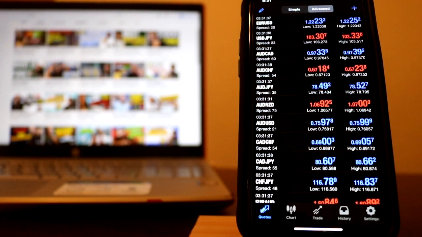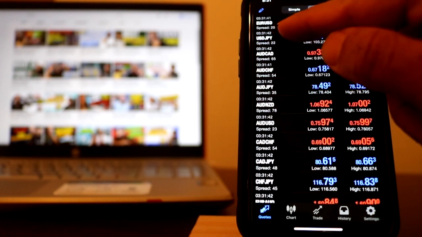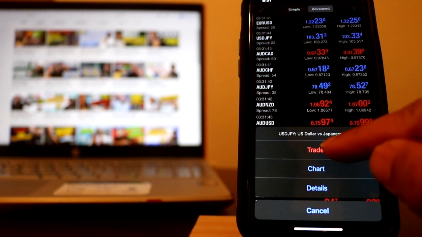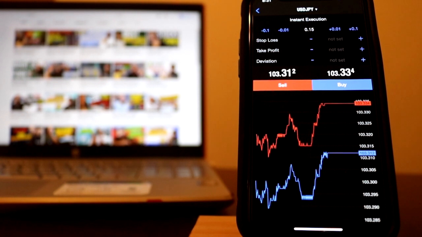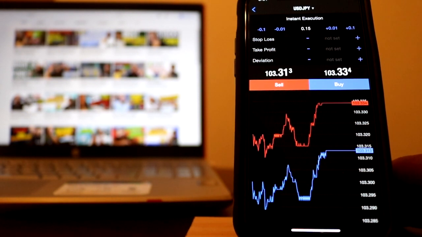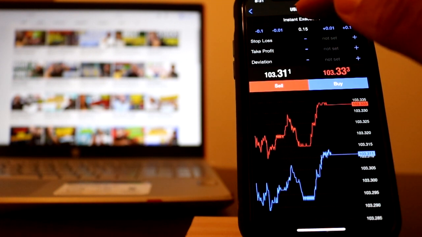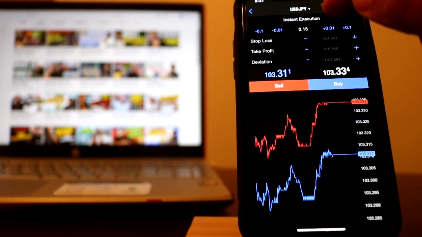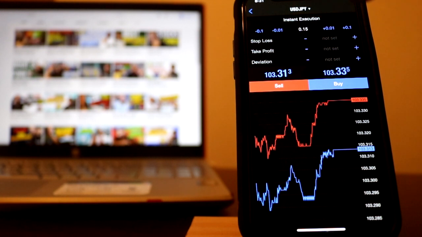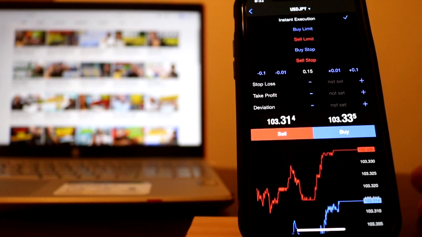What you're going to want to do is very simple. Go to one of the currency pairs. Let's just say we click USD JPY right here on the top. You can hit that trade button, and this is where a lot of people get stumped. As we can see, at the very top, underneath the currency pair itself, there is a button right here. A lot of people don't even know that this is a button, but this right here where it says instant execution, that is clickable. This is going to be your order type, all right?